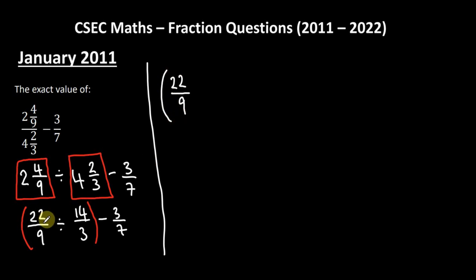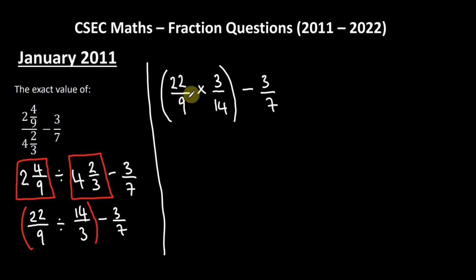And remember guys, how we divide: we keep the first fraction, we change the sign to multiplication and reciprocate the second fraction, or what we can say, flip the second fraction, right? So bring the 3 to the top, the 14 down to the bottom, right? And that's pretty much how we treat this section here. I'm just going to carry the minus 3/7 here, just the same.